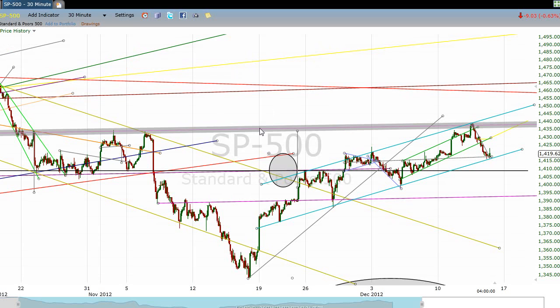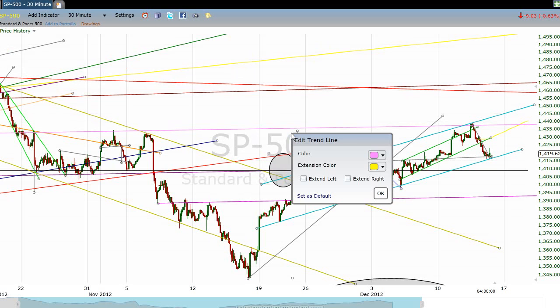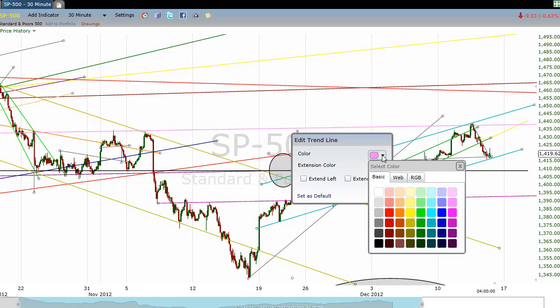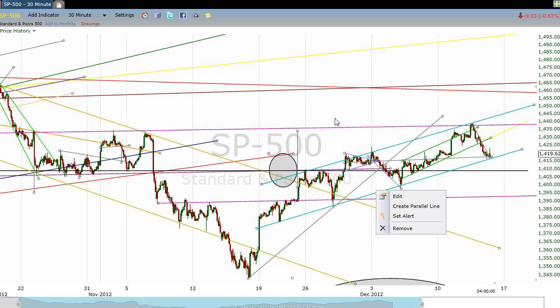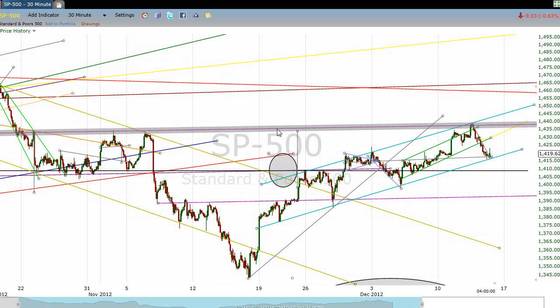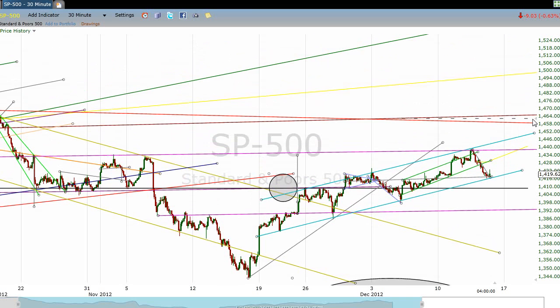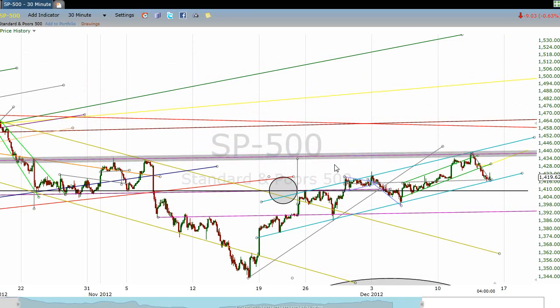So let's take this line, which was the one I drew yesterday. Let's call that a potential neckline on a potential inverted head and shoulders pattern. It's not one yet because it's not above this line. But if it gets above this line, then this market looks like it wants to go a fairly good bit higher. And since this line is almost horizontal, we can actually get into how much higher.